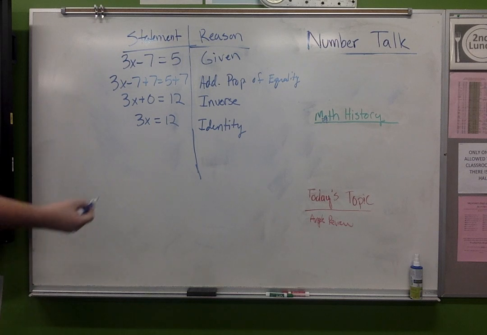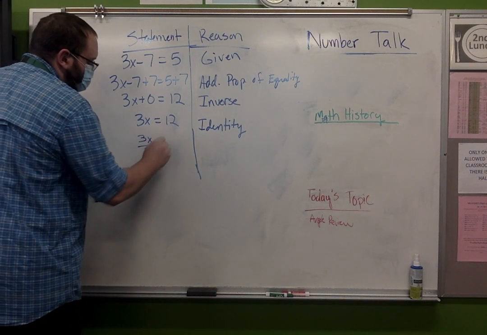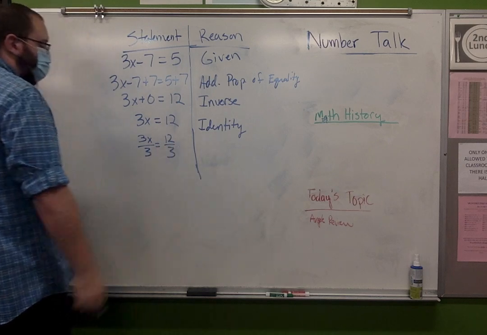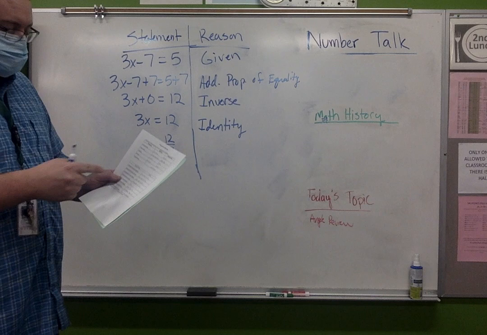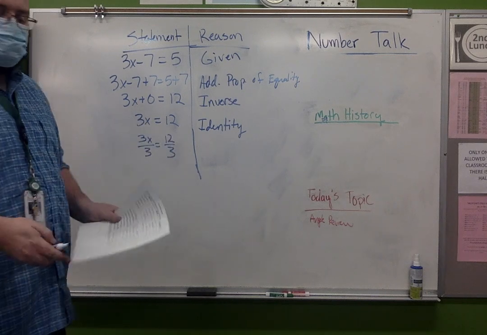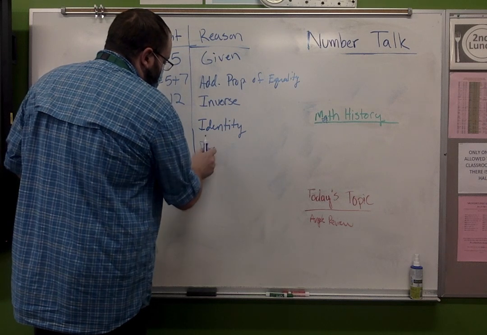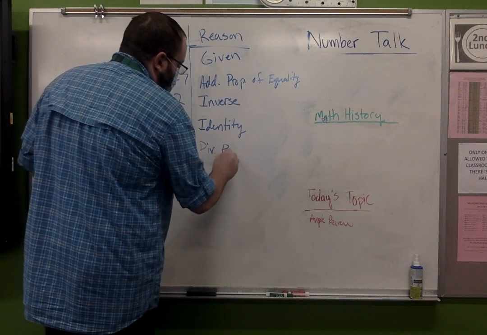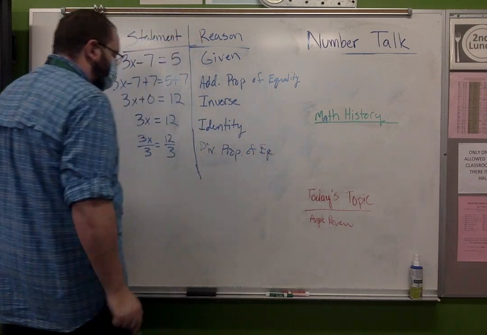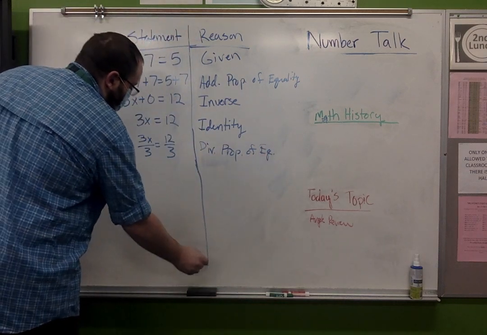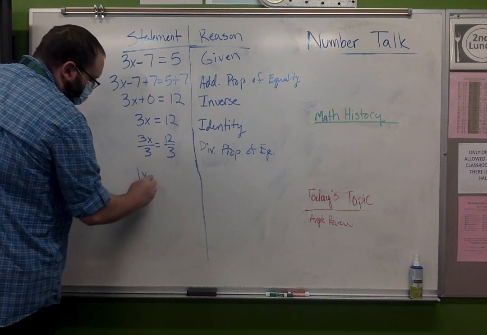Now I'm going to divide by 3 on both sides. That's the division property of equality. Right here, it just says that you're allowed to divide by the same number on both sides of an equal sign. So division property of equality. 3 divided by 3 is 1. So 1x equals 4.